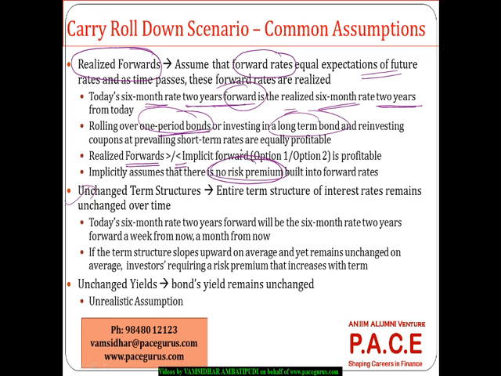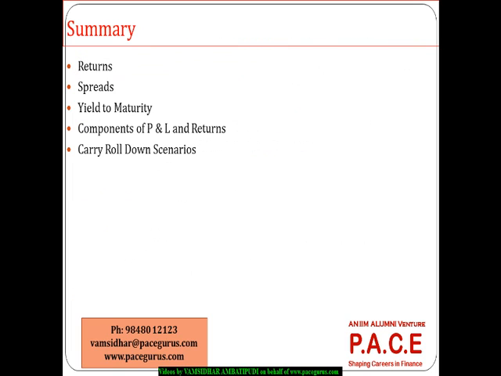Whereas here, it's very clearly taking into consideration the risk premium, which is increasing with the term in case the term structures are upward sloping. And sometimes even for this, there is an assumption of unchanged yields, assuming that the bond yield will remain unchanged, not the term structure, but the bond yield is going to remain unchanged over the period. But this is a very unrealistic assumption to use. So very comfortably, people use either the realized forwards mechanism or the unchanged term structure mechanism for the computation of the P&L.